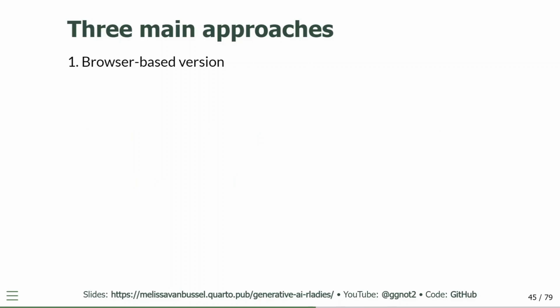There are 3 main approaches for using ChatGPT as an R programmer. And the first is the browser-based version, which we saw a little earlier. The second option is to directly interface with the OpenAI API.